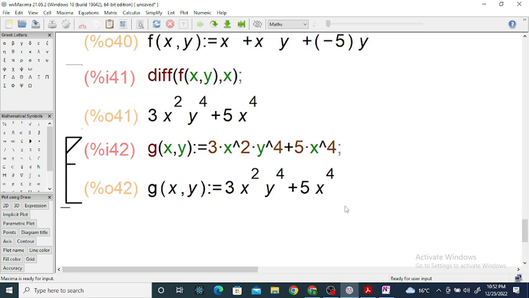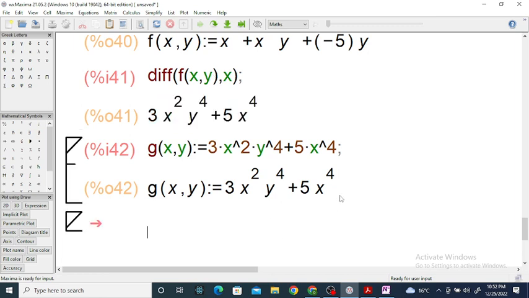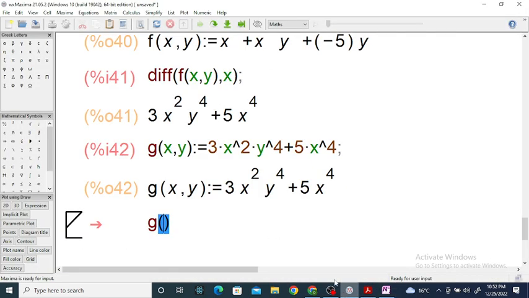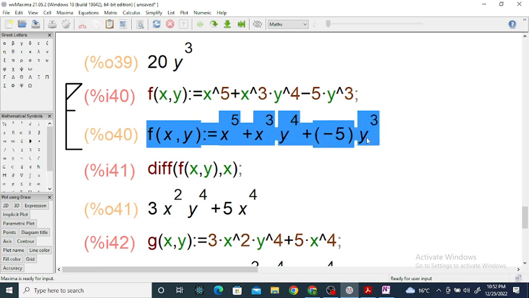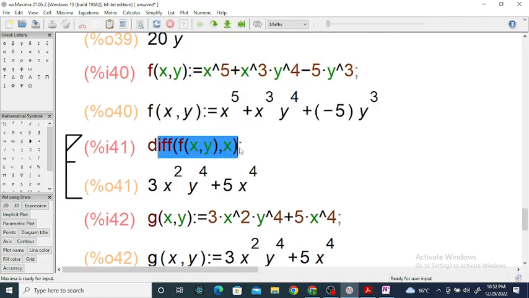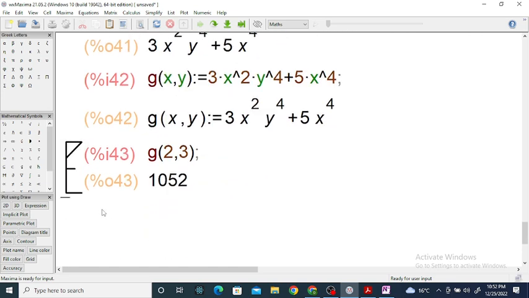So this is g of xy. Now I want to determine g of 2, 3, so I write g of 2 comma 3, and we get the answer 1052. So this is the given function f of xy. We want to determine the partial derivative of this function at point 2, 3. First we obtain the partial derivative of f with respect to x, and then we call this partial derivative g, and in the function g of xy we put x equal to 2 and y equal to 3.